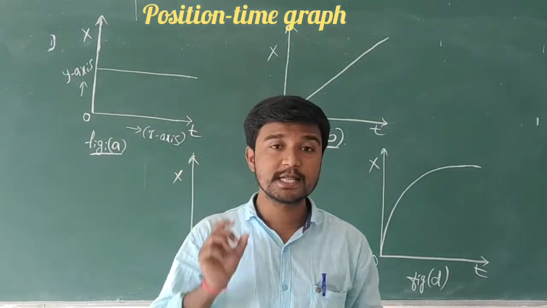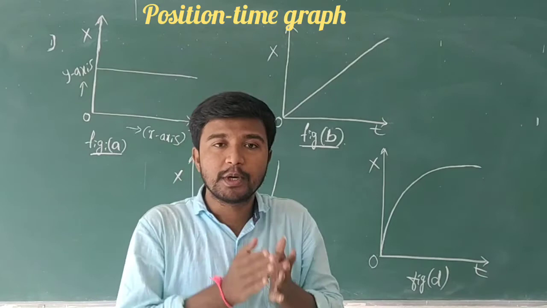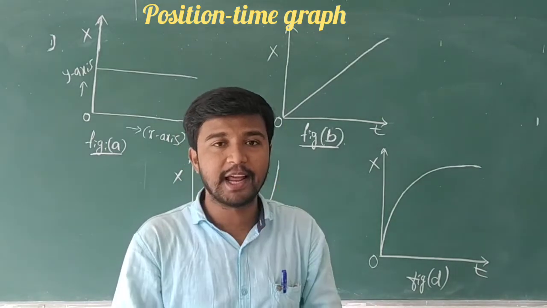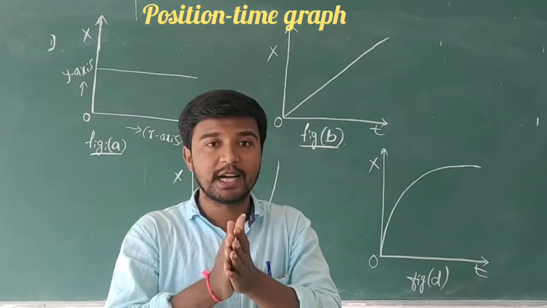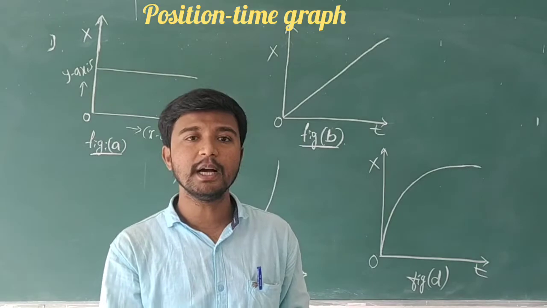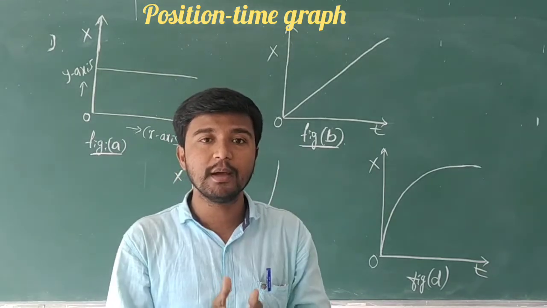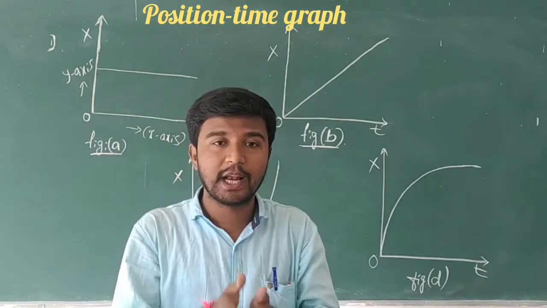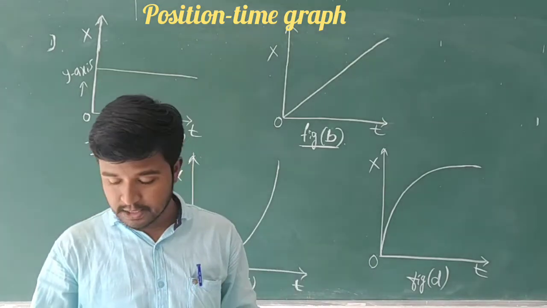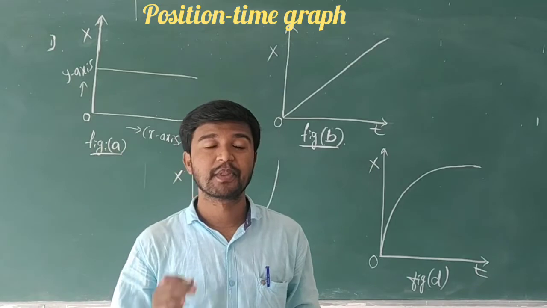Position versus time graph. Here, position means the object is moving in one direction, in a straight line, and we denote its position. And we take the time taken, meaning a body moving in one direction at any instant. So now we discuss the position versus time graph.